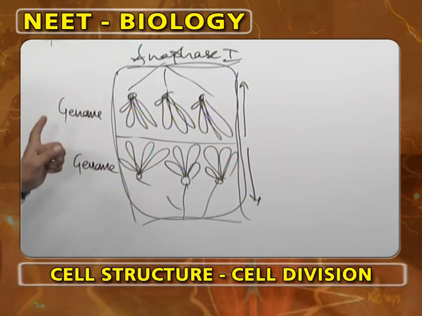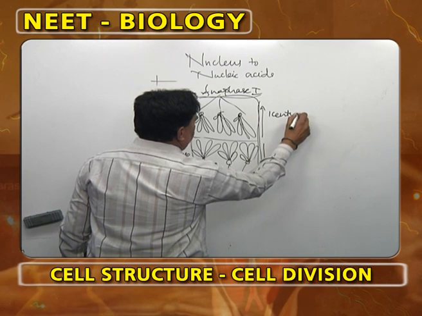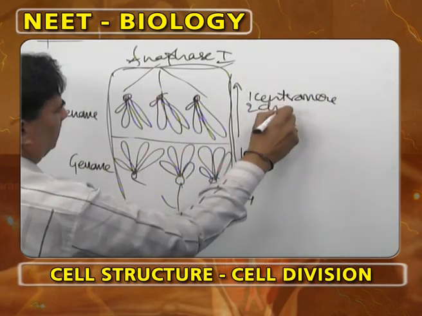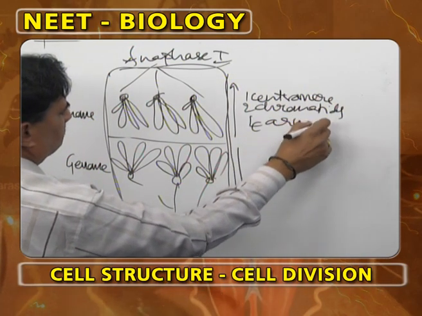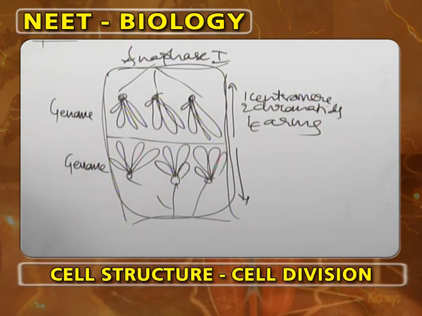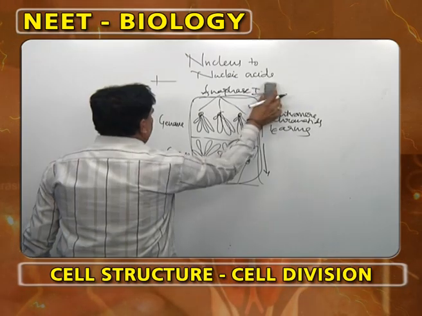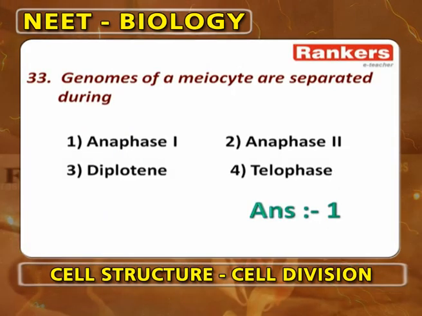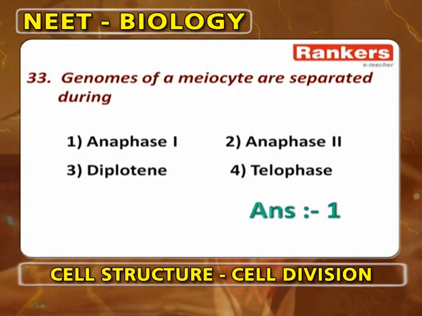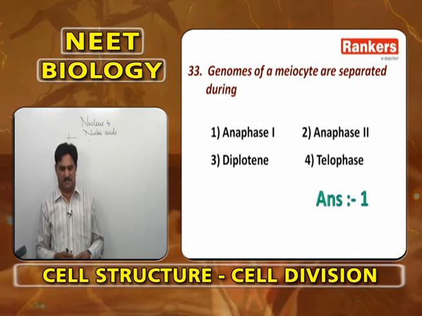These genomes are pulled towards their respective poles by the pulling action of spindle fibers in anaphase 1. Every chromosome contains 1 centromere, 2 chromatids and 4 arms. This is popularly known as disjunction or segregation. This occurs during anaphase 1. So genomes of a meiocyte are separated during anaphase 1.